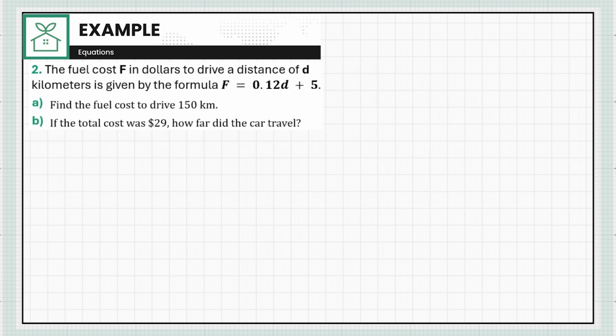Alright, let's look at another example. So this one is about fuel cost. So we've ultimately got a formula here that gives us the cost of fuel in dollars based on how far we've driven. So the first one, A, asks us to find the fuel cost to drive 150 kilometers. So our fuel cost will be equal to 0.12 times 150 plus 5.